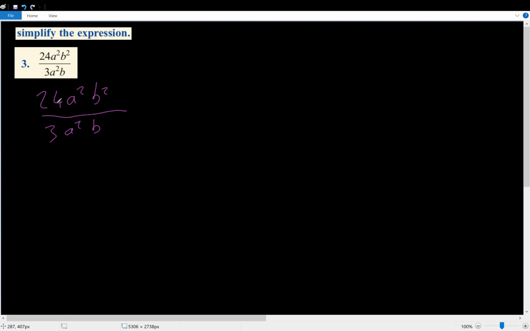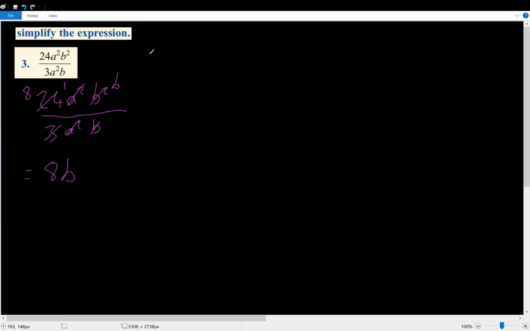Okay, well 24 can be divided by 3. So if we divide that by 3, all we're left with on top is 8. A squared divided by a squared will just leave us with 1. And b squared divided by b will leave us with b on top. Which means on top we have 8 times 1 times b, which is 8b.